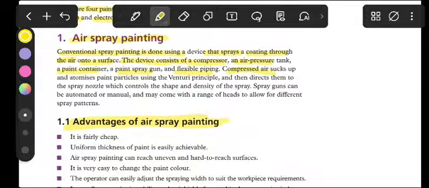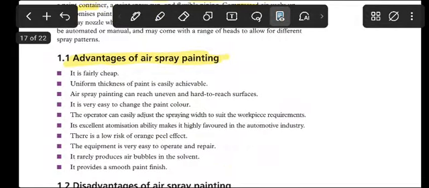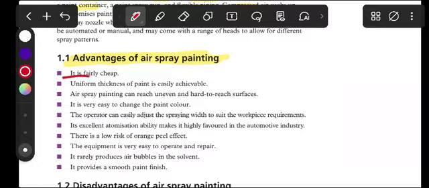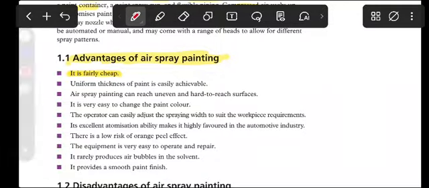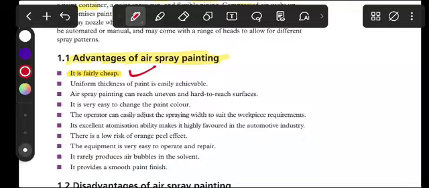Advantage, let us check this advantage. This is very important. You must know the notes there. These are nice points. It is very cheap. If they ask you the advantage of air spray painting, just say it is cheap. This is a nice point, guys. Easy one, the one that you'll remember.